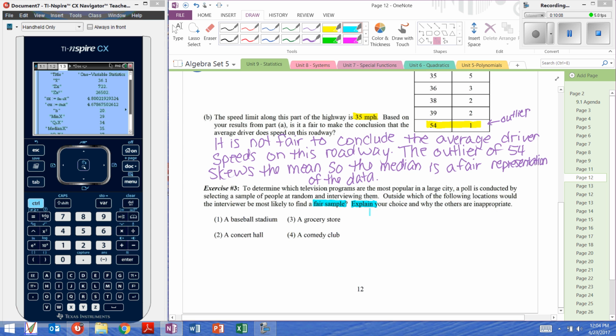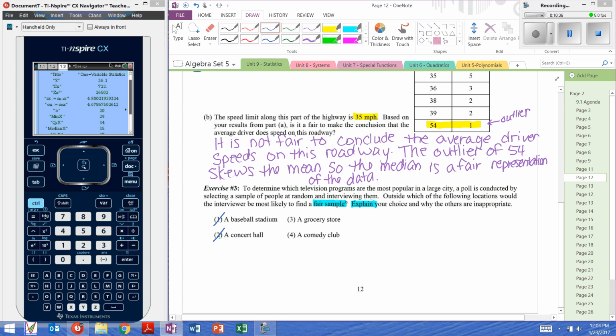So one, a baseball stadium. Do we have any shows or TV channels that relate to sports? And the answer is yes. So this is probably not the best. Okay, a concert hall. So music, people are going to listen to music when they're there. Well, we do have a lot of music channels on TV, so I think that's probably, again, not the best.